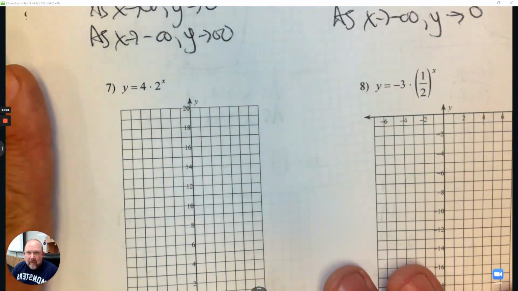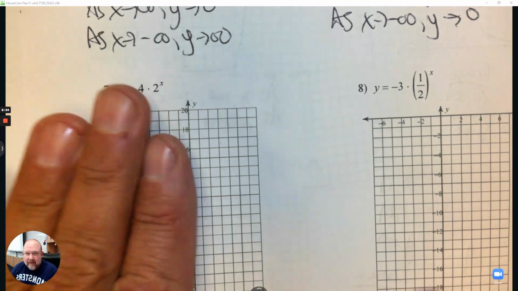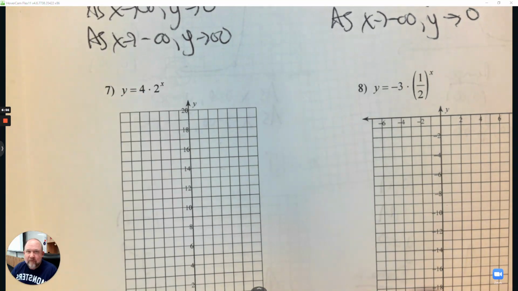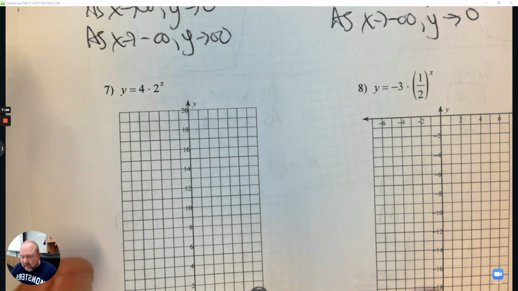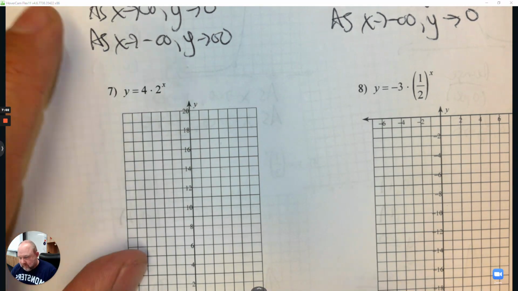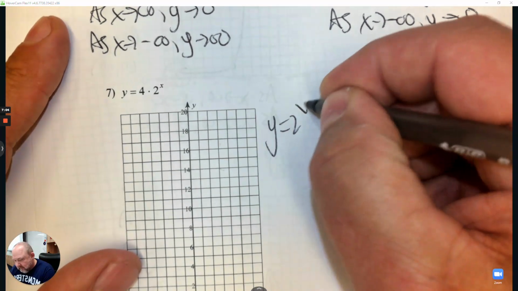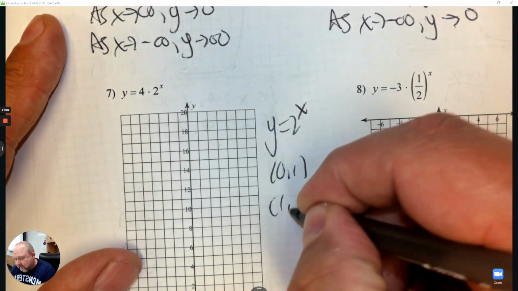All right, number 7. Again, if we want to do well on the exam, we have to be independent. So I want you to try it first, then press play, and let me help you. So start with the basic exponential. That's just 2 to the x. What are 2 points on there?